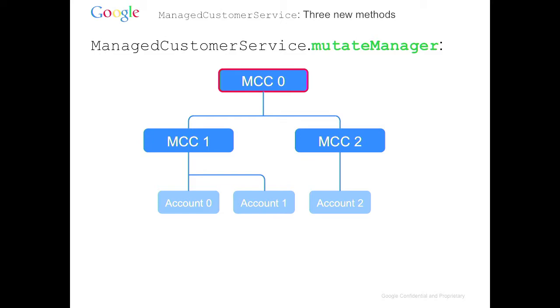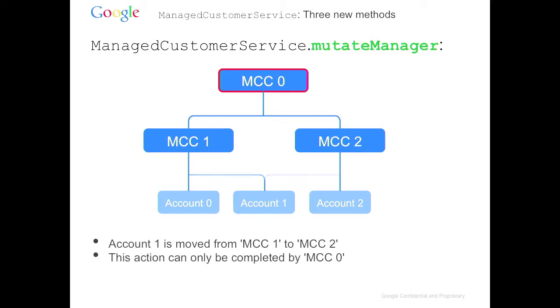So here's an example using mutateManager. We're moving account 1 to be managed by MCC 2 instead of MCC 1. Because both of these sub-MCCs are managed by MCC 0, you can make this request with MCC 0's credentials and move account 1 from MCC 1 to MCC 2. You could likewise move account 1 from MCC 1 to MCC 0 or from MCC 0 to MCC 1. It doesn't have to be to siblings or laterally. You can move it anywhere within the hierarchy as long as the account that you're making the request with can manage the two MCC accounts, and obviously the client account that you're moving.